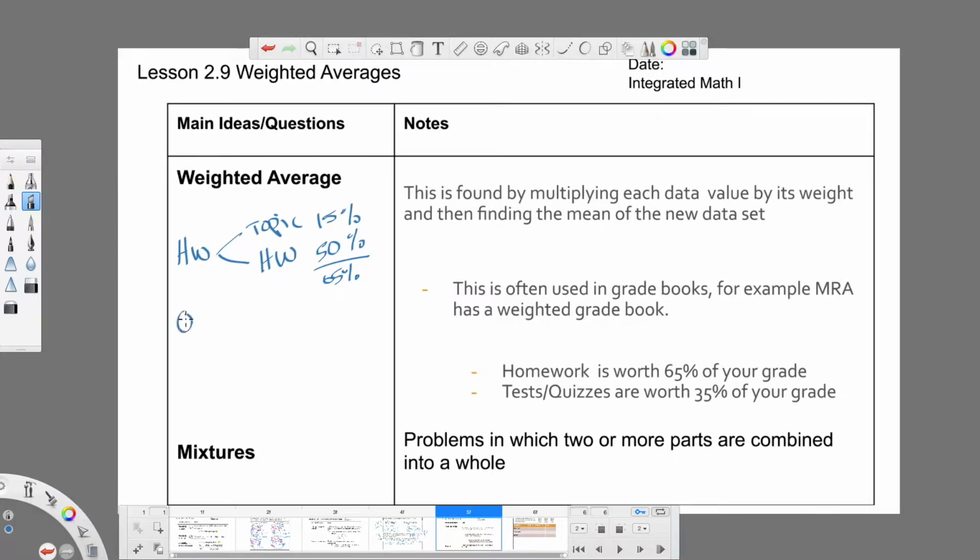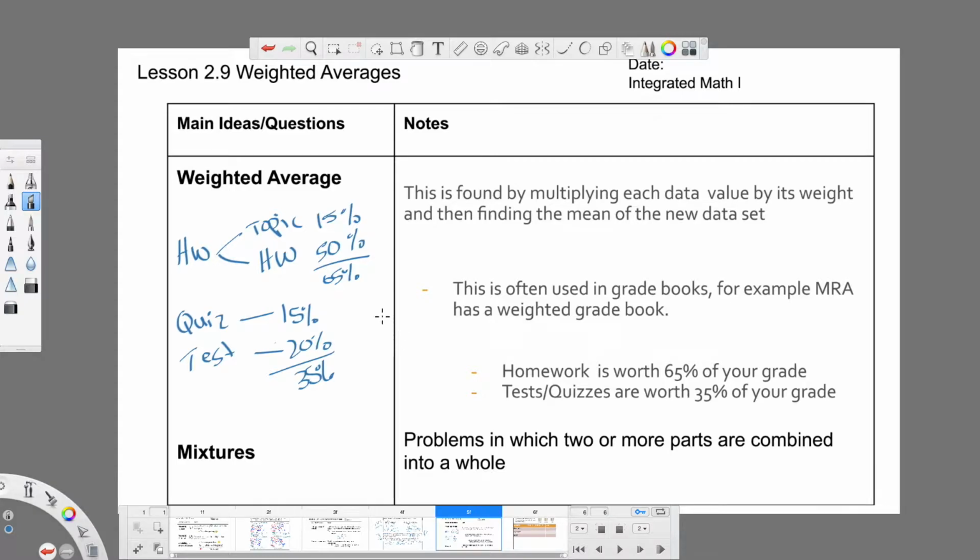So right now we have quizzes, and that's worth 15%. And then we have tests, which are worth 20%. So together, 35% of your grade. We've actually broken this up a little bit more than just the two categories. We've broken it into 4 categories.